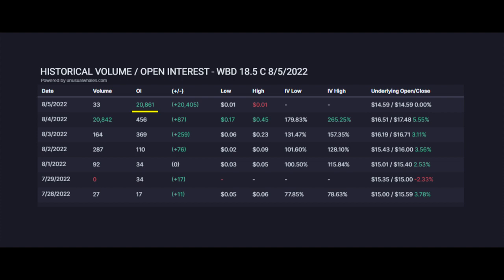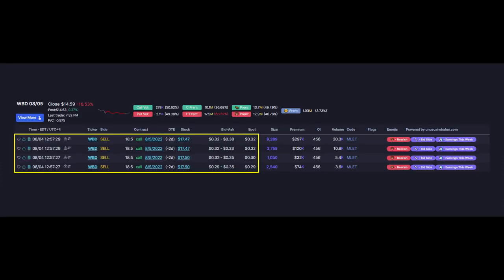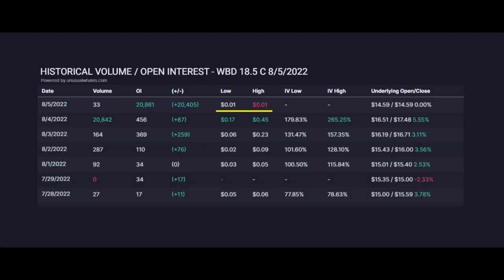Now we need to ask ourselves, how did this large volume come to be? So let's take a look at the flow data for August 4th. You can see that all of the call volume was taking place at or around the bid price. As mentioned in the first part of the video, we can only theorize about buyers and sellers, but it certainly does look like someone decided to sell 20,000 calls the day prior to earnings. The open interest went up by 20,000, and as you can see, the calls lost all value overnight.